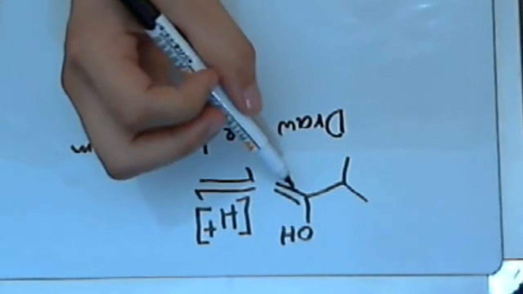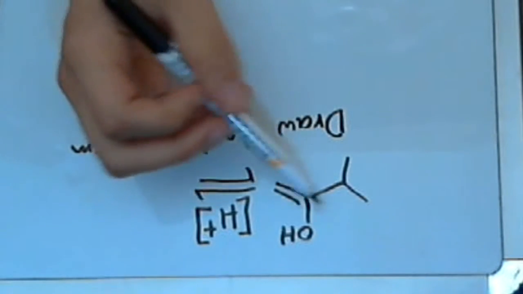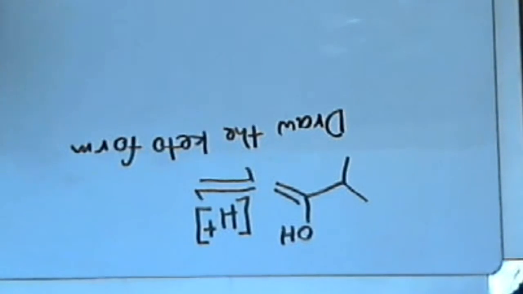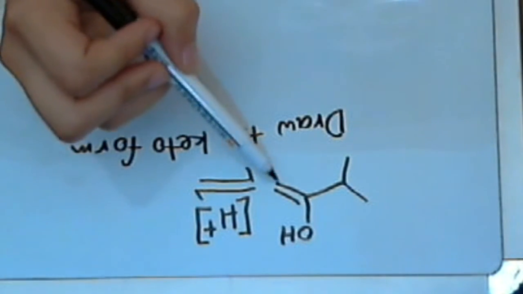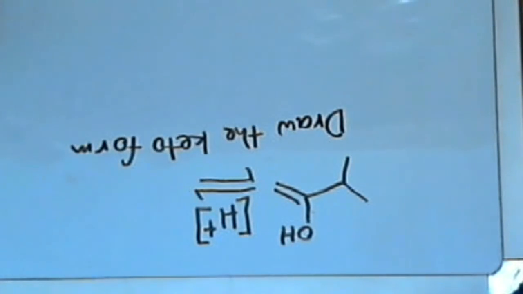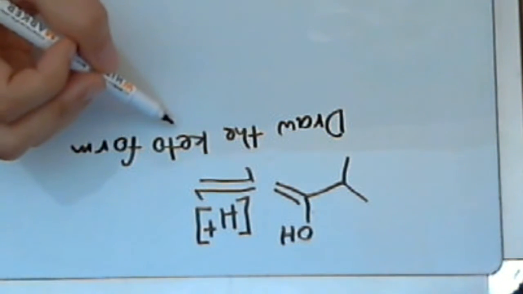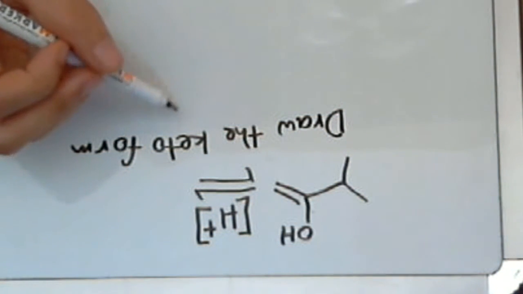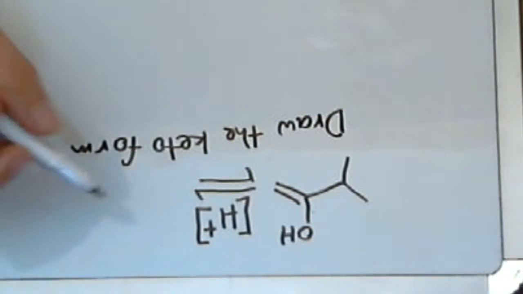So, right now we have the enol form of this compound here. How do we know it's an enol? Alkene, alcohol. When you combine those two, it becomes enol. Right? So we want to draw the keto form. So it's a ketone. Right?